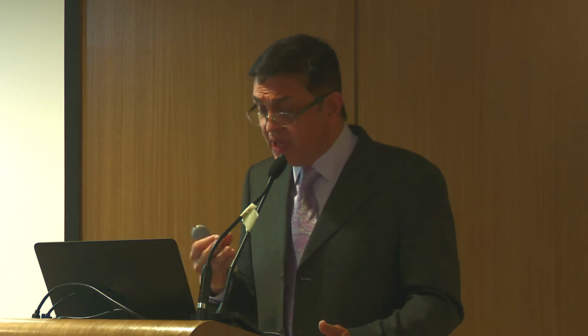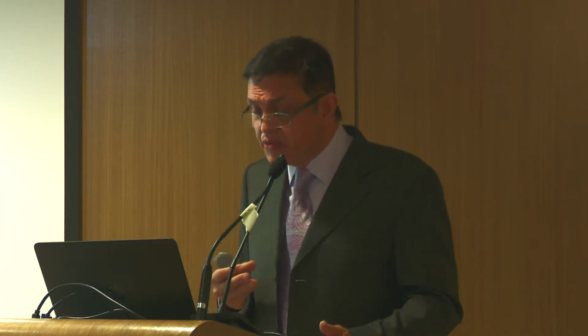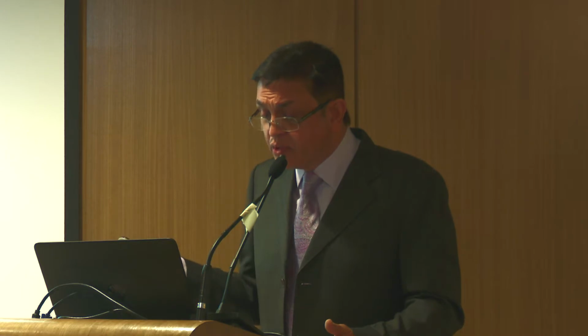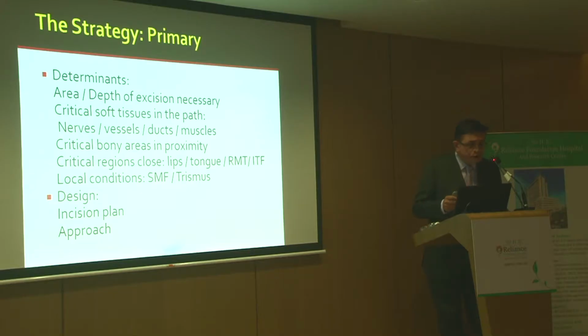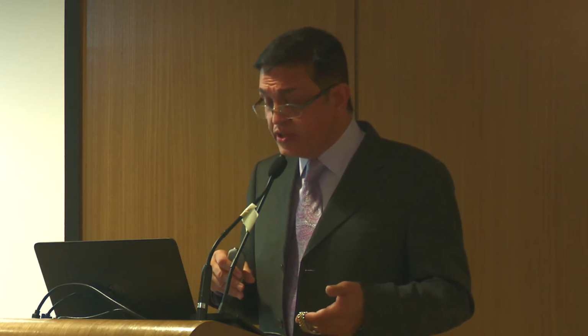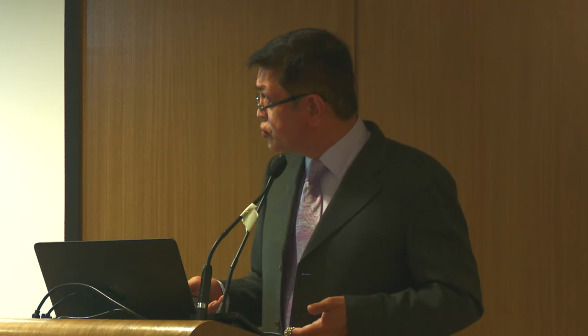come in the path, which is nerves, vessels, ducts like the Stenson's duct, muscles, critical bony areas, critical regions close such as the lips, the tongue, the retromolar trigone, the infratemporal fossa, and most importantly, local background conditions such as submucous fibrosis and trismus. And here we need to evolve an excision design which involves an incision plan and an approach.